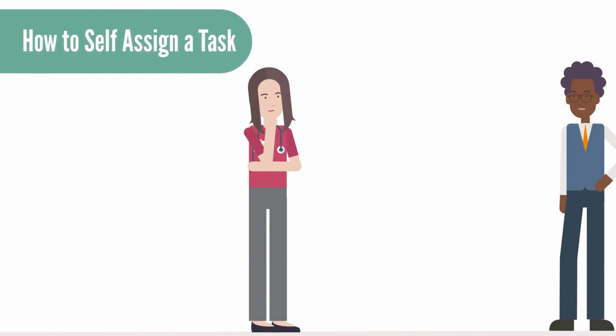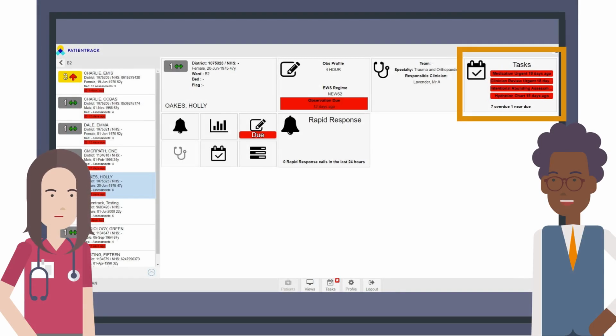Let's take a look at how you self-assign a task. Usually, you will be on the patient, and you will notice that there is an open task, and you will want to complete it whilst you are with the patient. In this example, you've been tasked with completing a clinical review on Holly, but you also notice that she's due a medication review. Let's click on Tasks.